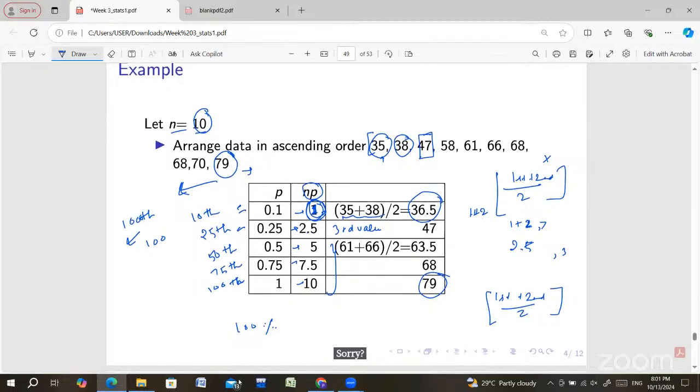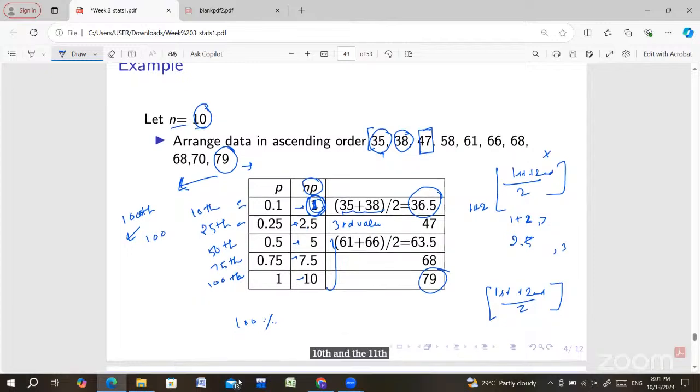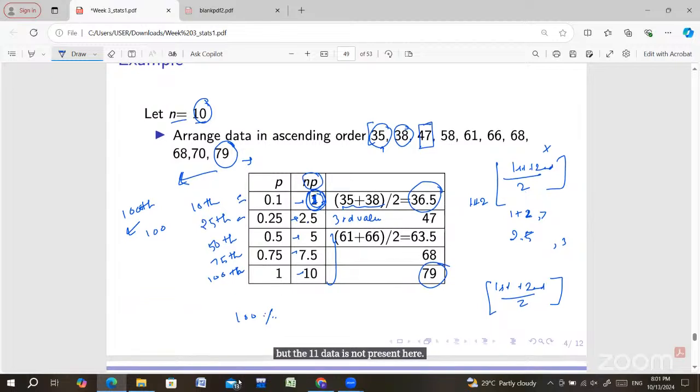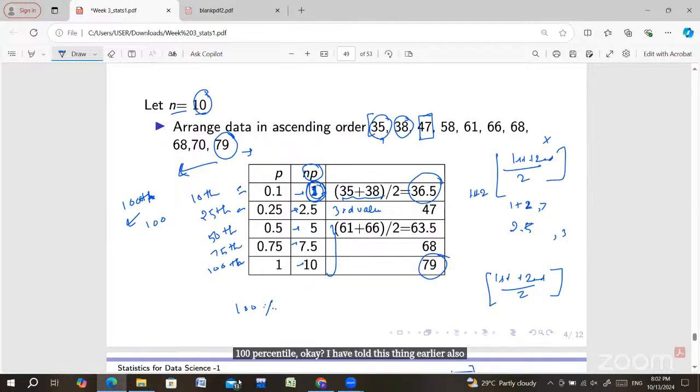Here in the example, the NP is 10. Then the average of the 10th and the 11th, but the 11th data is not present here. Since the 11th is not present, the 10th observation will be the 100th percentile. I have told this earlier also. What the 100th percentile tells you is that 100% of the data should be below it, so definitely the last value will be the 100th percentile, which is 79 here. That means the formula is not valid here.